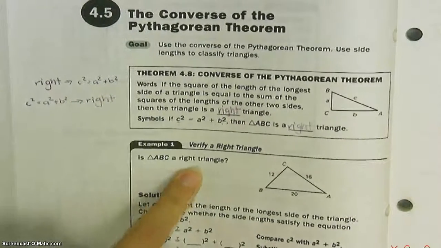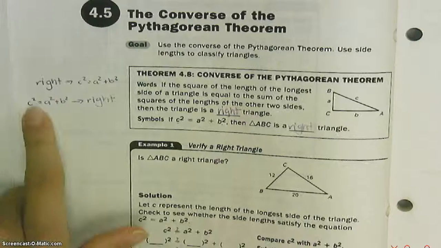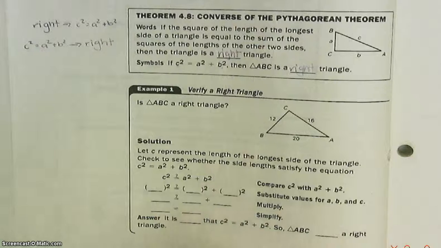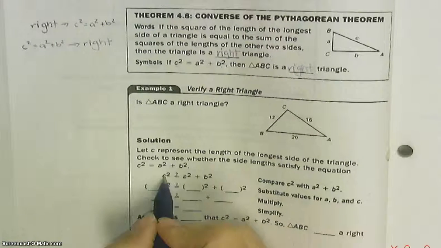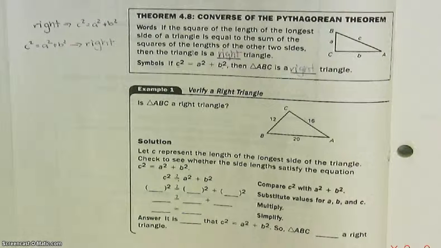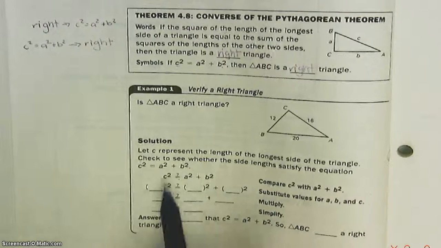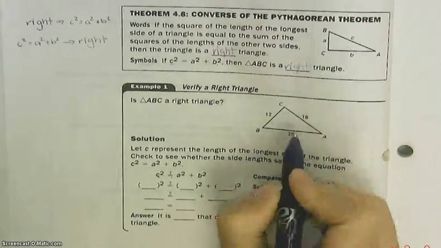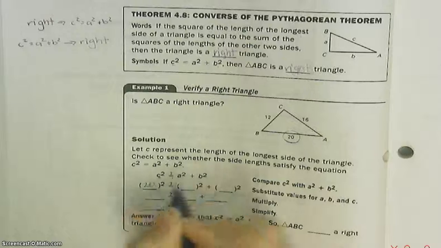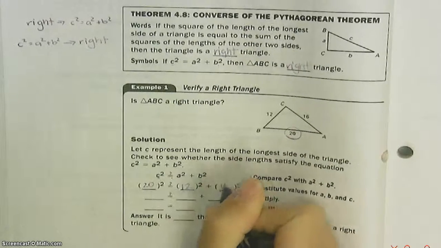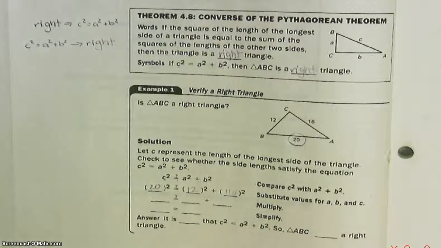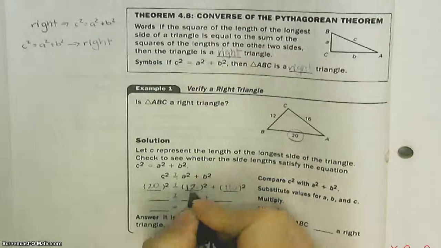So, is ABC a right triangle? So we have to check. Is c squared equal to a squared plus b squared? Look, c squared question mark, a squared plus b squared. Are these equal? Well, let's check it out. Remember, C is the hypotenuse, or the longest side. So we're going to circle the longest side. So is 20 squared equal to 12 squared plus 16 squared? That's what we have to decide.